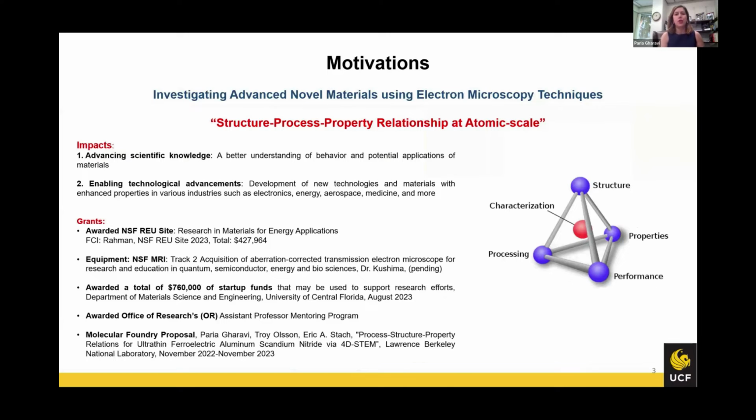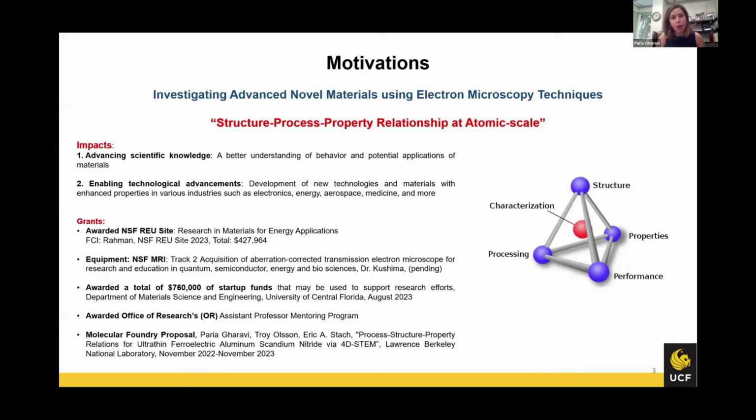Let's start with the quick motivations about my research. Here you can see the very famous pyramid in material science and engineering, where at each corner you can see structure, processing, performance, and properties of materials. You can see characterization techniques at the center of this pyramid, which shows the important role of characterization techniques in material science and engineering. So in summary, I study advanced novel materials using electron microscopy techniques to have a better understanding of structure, process, property relationships at atomic scale.